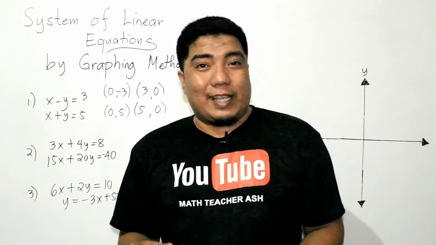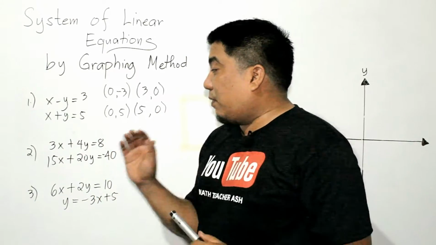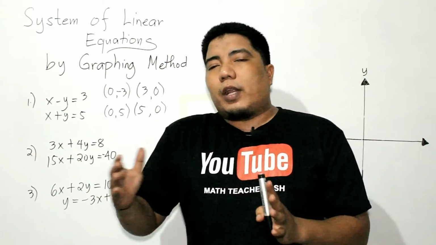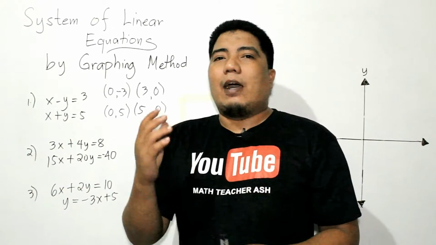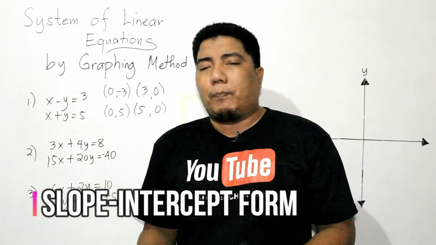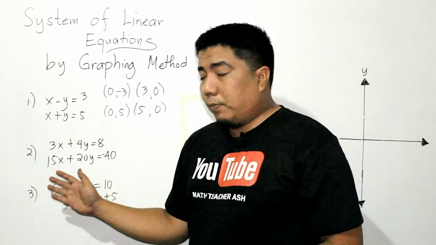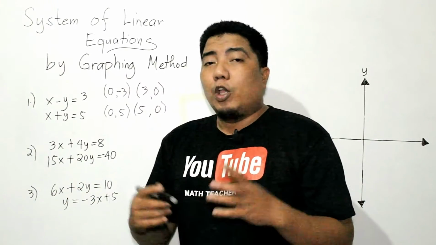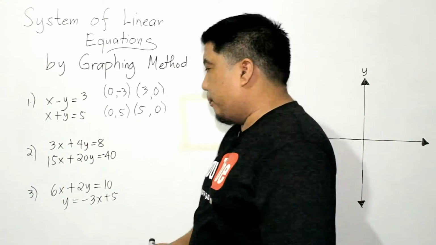Okay, math learners, for our second example, we have 3x plus 4y is equal to 8, and the second equation is 15x plus 20y is equal to negative 40. Now, I have already taught you how to use the x and y intercepts in graphing. Now, in this second example, we will try to solve this using the slope-intercept form. How do we use the slope-intercept form? What you can do is transform your equations into slope-intercept form so that you can determine the value of the slope and its y-intercept.